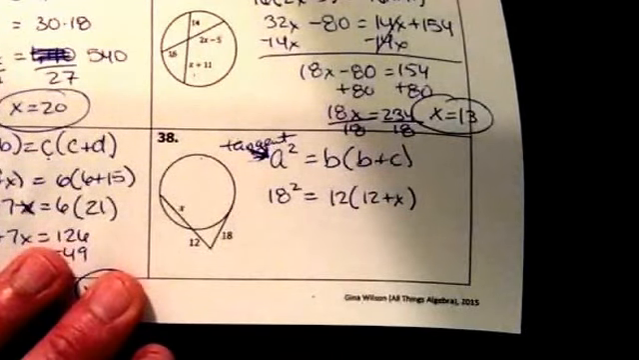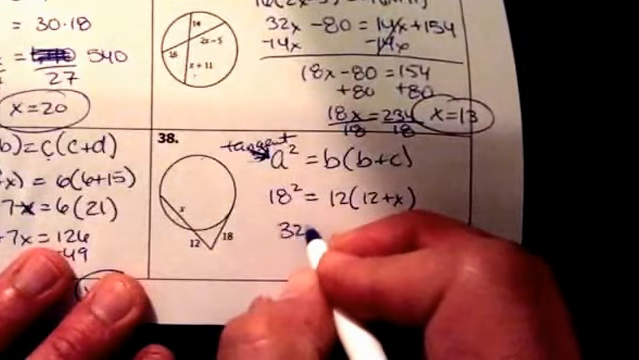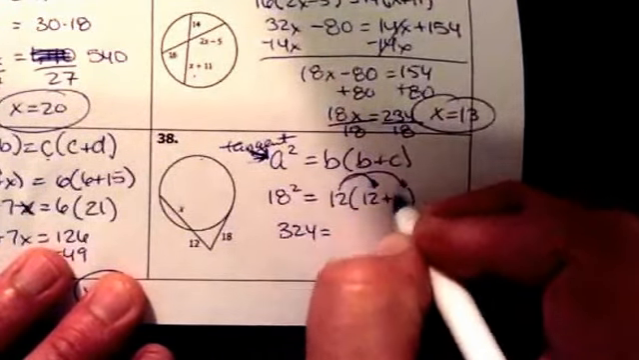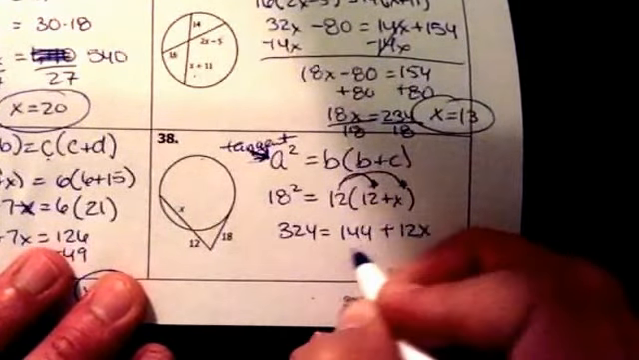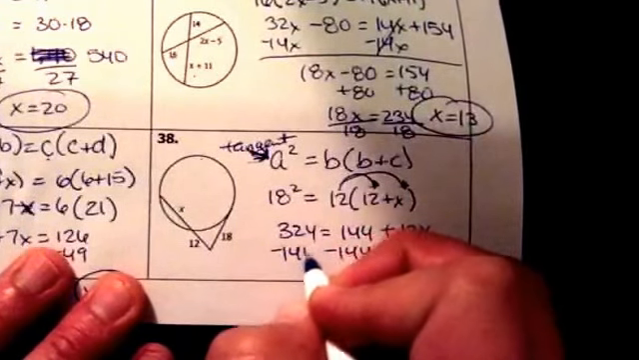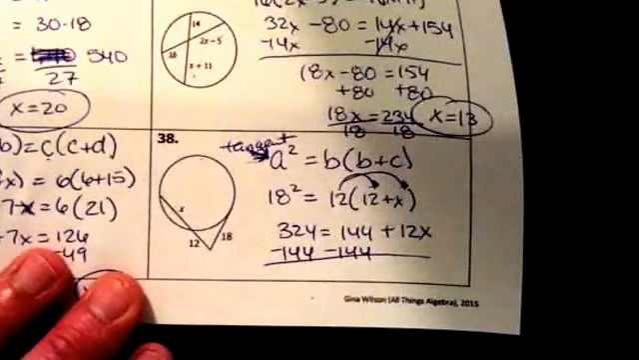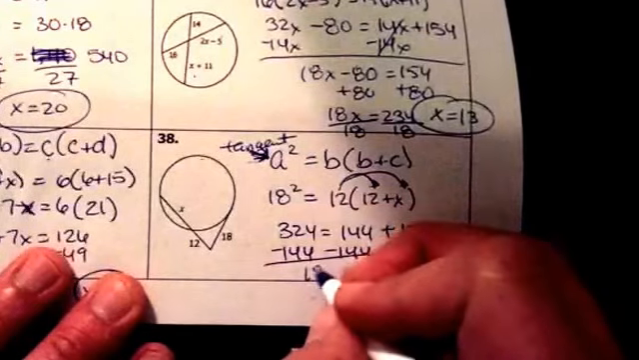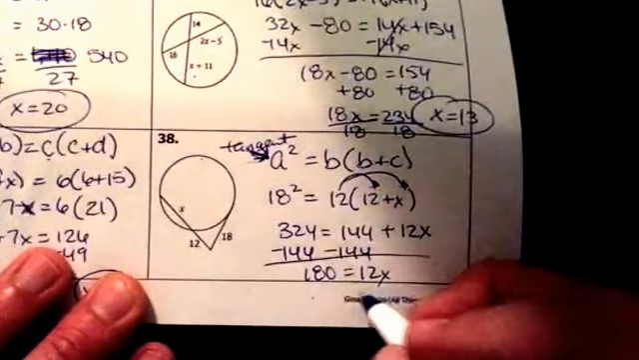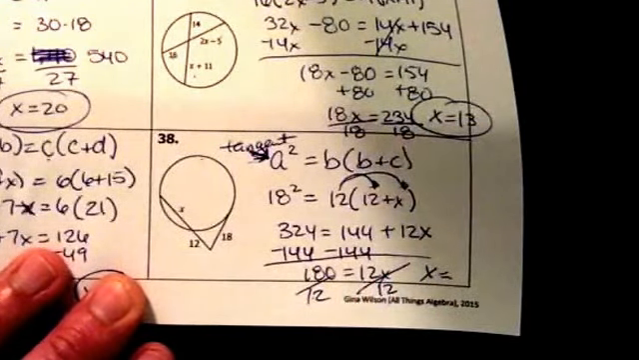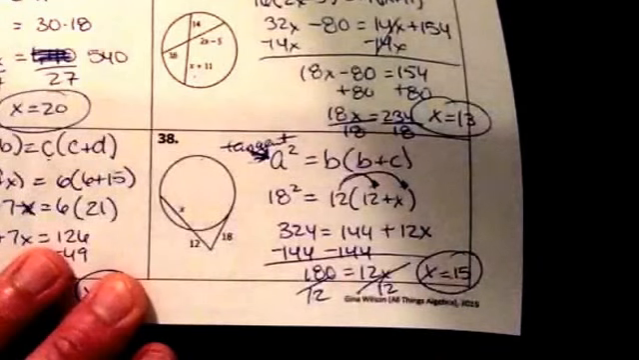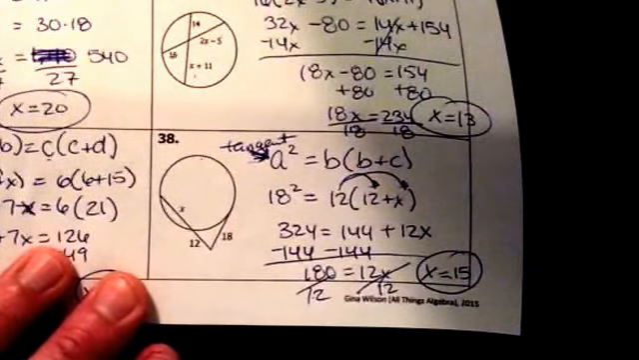Let's figure out what 18 squared is. We have 324. I'm going to distribute this here. 144, 12 times 12, plus 12 times x is 12x. I'm going to take away 144 from both sides. I'm going to do 324 minus 144. 180 equals 12x. Divide by 12. And x equals 15. That is the end of this page of the review. We'll look forward to the next page.